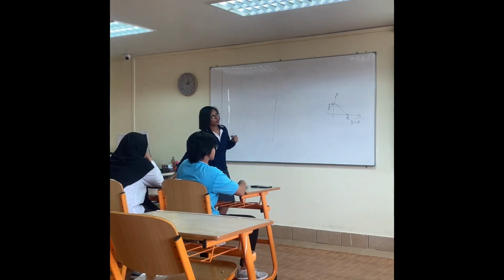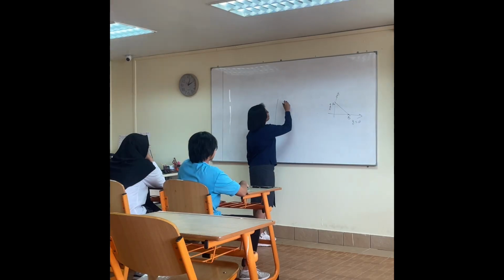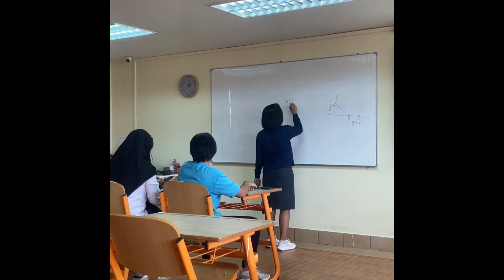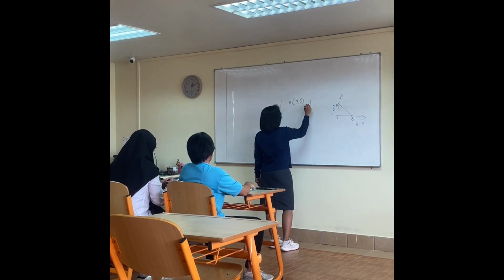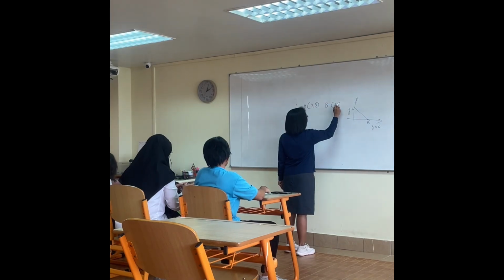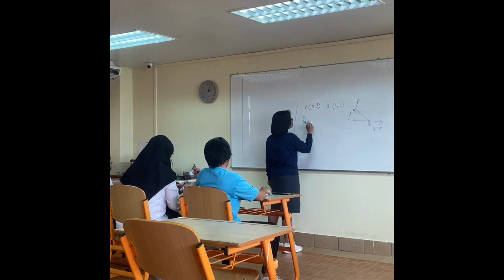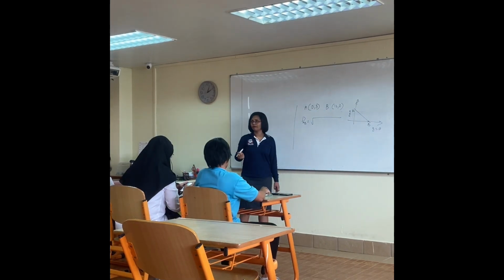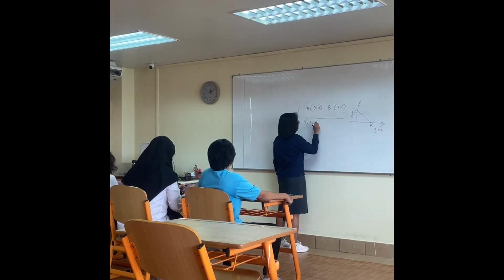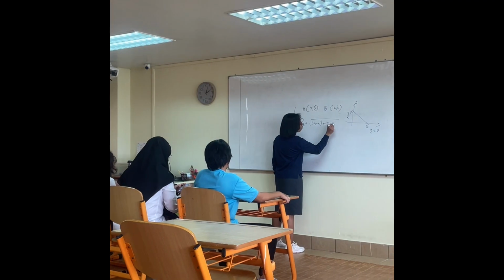Distance formula for AB. What is the point A? 0, 3. And B is 12, 0. So what is the distance of AB? Square root of x2 minus x1 whole square plus y2 minus y1 whole square.